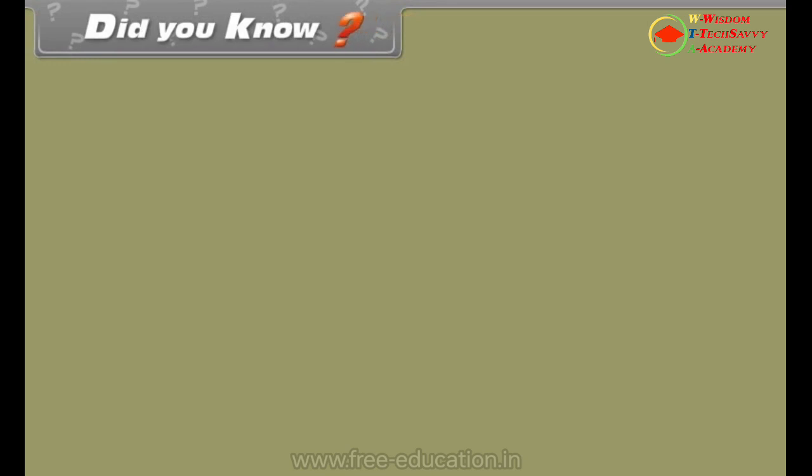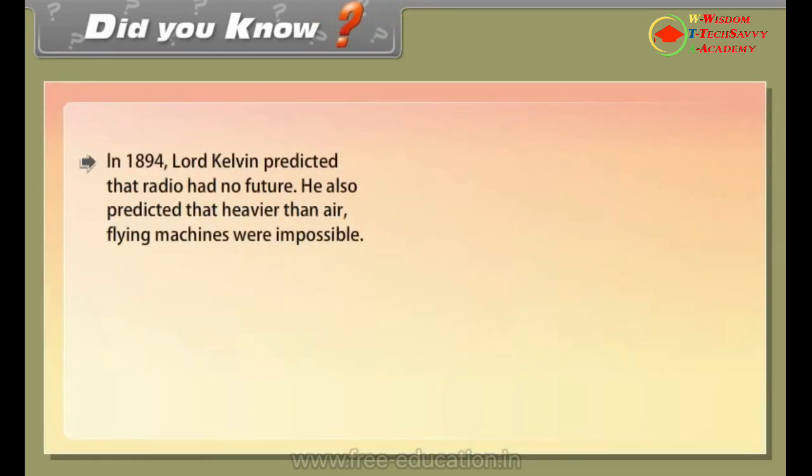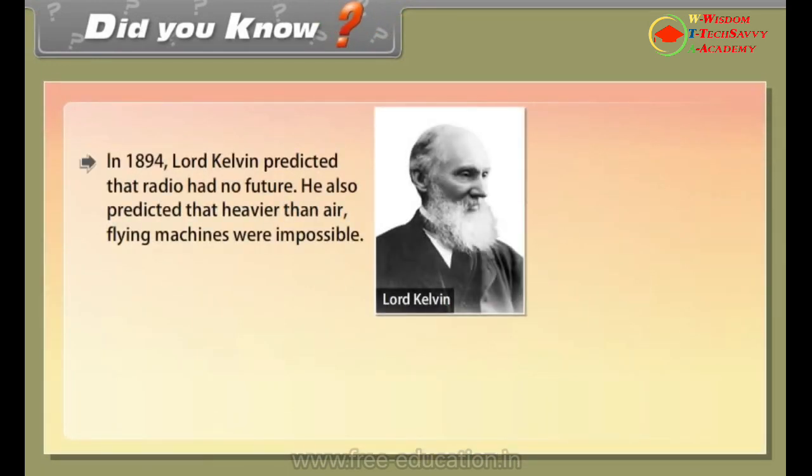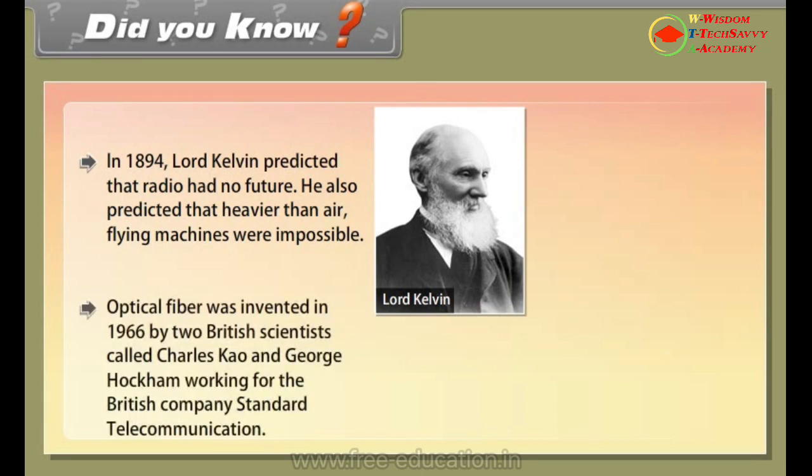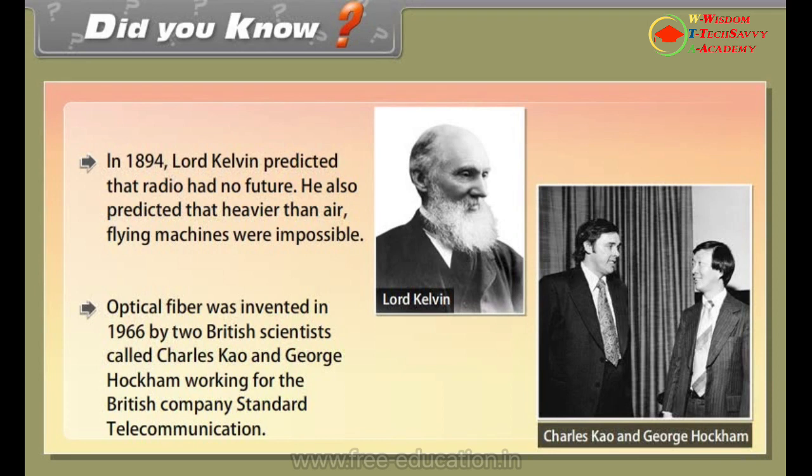Did you know? In 1894, Lord Kelvin predicted the radio has no future. He also predicted that heavier-than-air flying machines were impossible. Optical fiber was invented in 1966 by two British scientists called Charles Kao and George Hockham, working for the British company Standard Telecommunications.